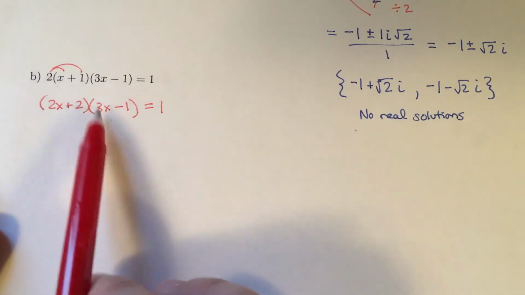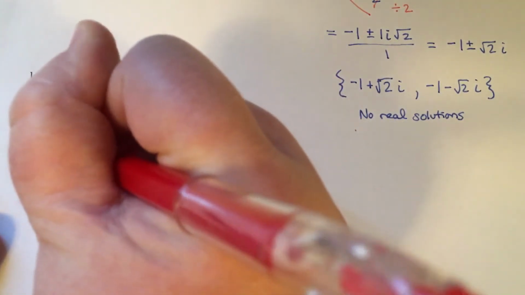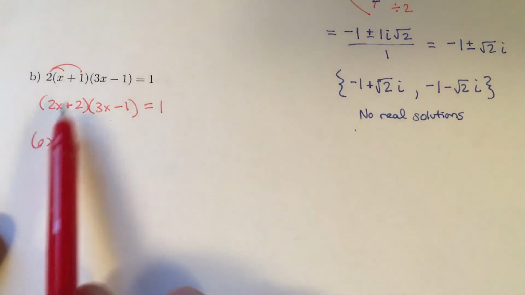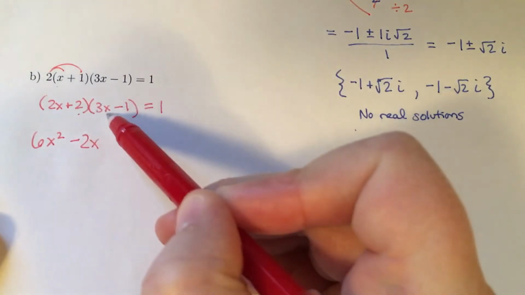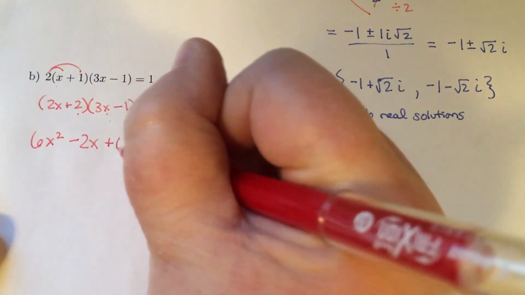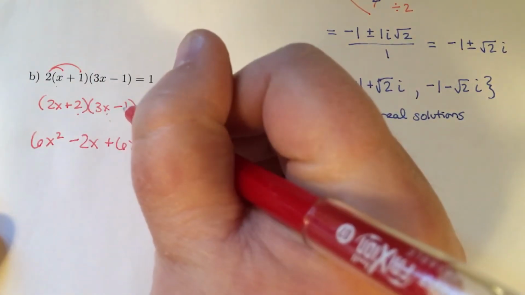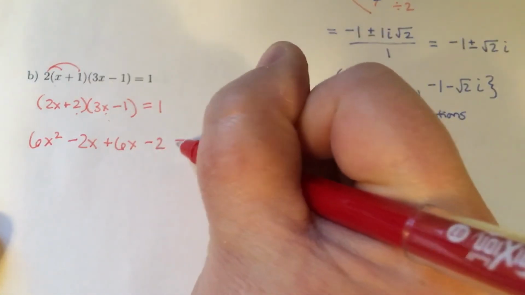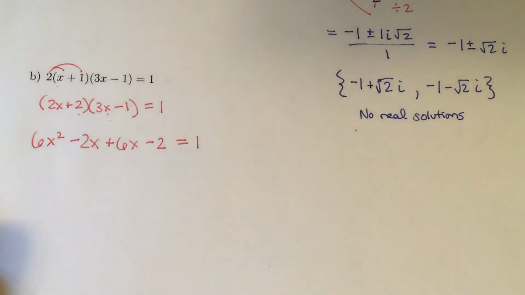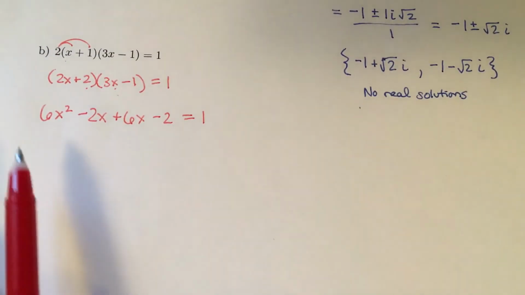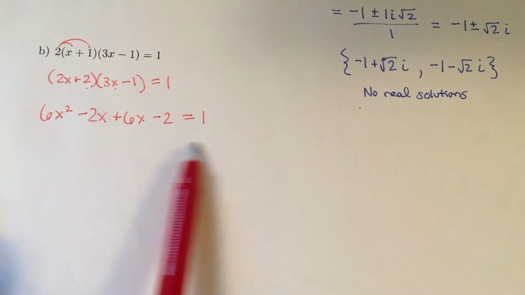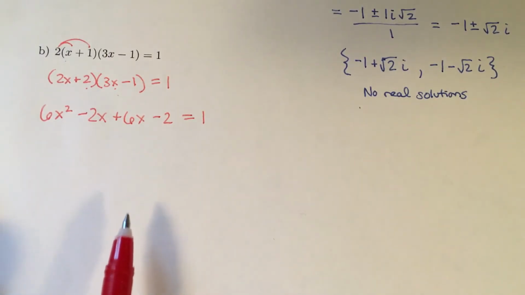First is 2x times 3x, that's 6x squared. 2x times -1 is -2x. 2 times 3x is plus 6x. And then 2 times -1 is -2. Right. So FOILed. Already we're starting to see this is an ax squared plus bx kind of situation.